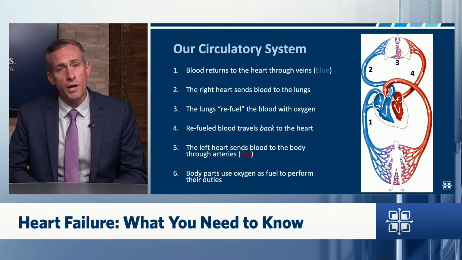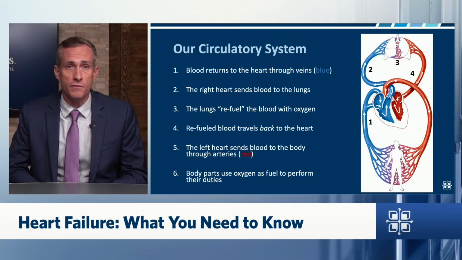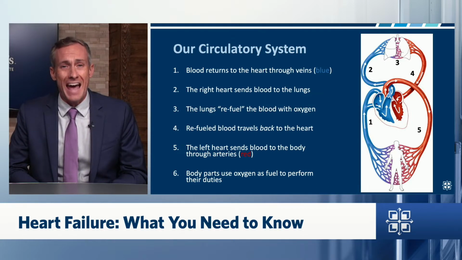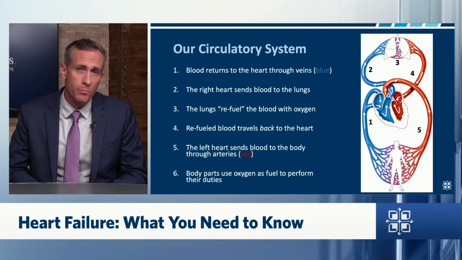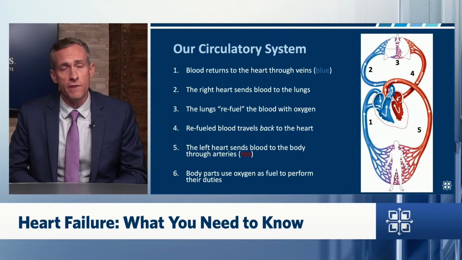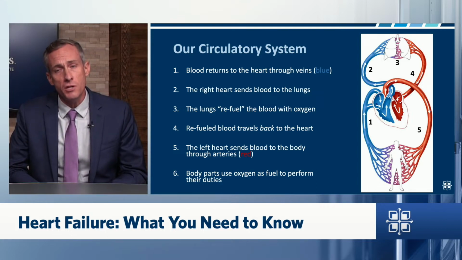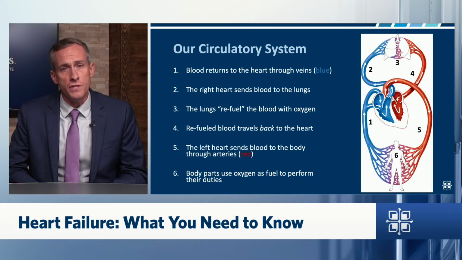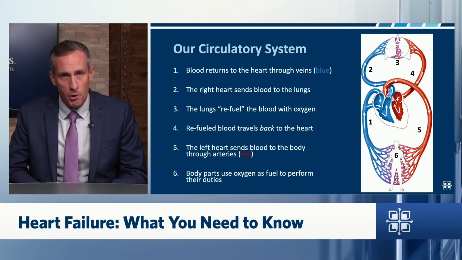So now that refueled blood full of oxygen goes back through the pulmonary veins to the left-sided chambers of the heart. And then it's the left-sided chambers of the heart that send the blood out through the arteries. Those are the vessels that carry blood from the heart to the body parts that's full of oxygen. And the left ventricle, the bottom left-sided chamber of the heart, is really the muscular workhorse of the heart, who takes on most of the responsibility of pumping that blood forward. And that oxygenated blood then gets to our body parts where we can use the oxygen in our cells as fuel to perform our daily duties depending on which body part we are.